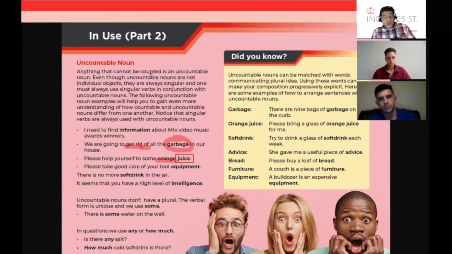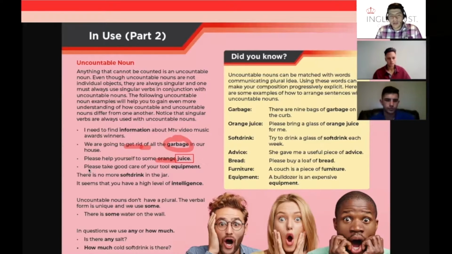We always talk about juice in singular. So in this case, the word orange is describing the word juice. So, the noun, el nombre, o el sujeto realmente es juice, de modo que se vuelve uncountable. Y decimos, please help yourself to some juice, un poco de juice. Okay, next example. Okay. Please take good care of your tool equipment.